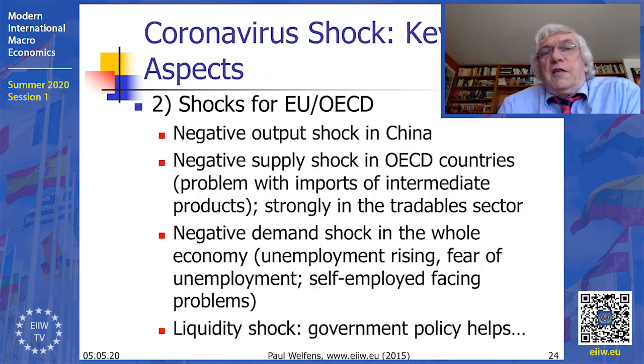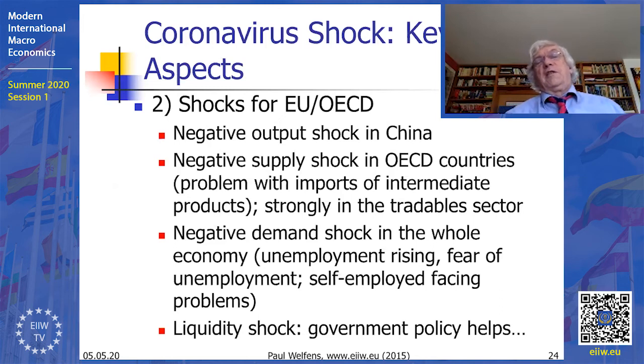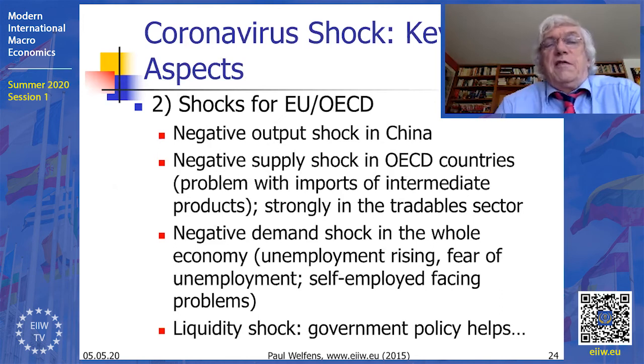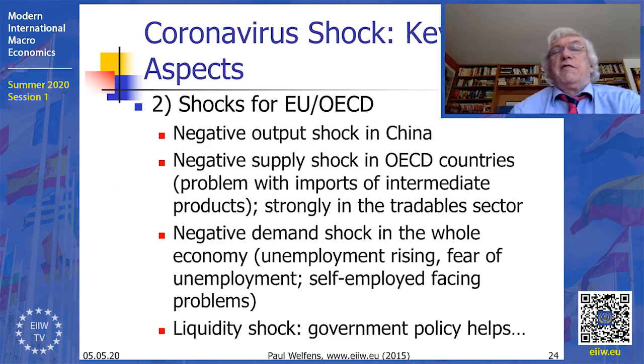Okay, the 4 key effects which we have: we have a negative output shock in China. Because China was the first country where the coronavirus epidemic was observed, and through the lockdown and shutdown measures, then of course also psychological effects on the demand side. There was a clear negative output shock in China, and this has a negative effect on the exports then of Japan, of Korea, the US, of EU countries, and of many other exporters to China.